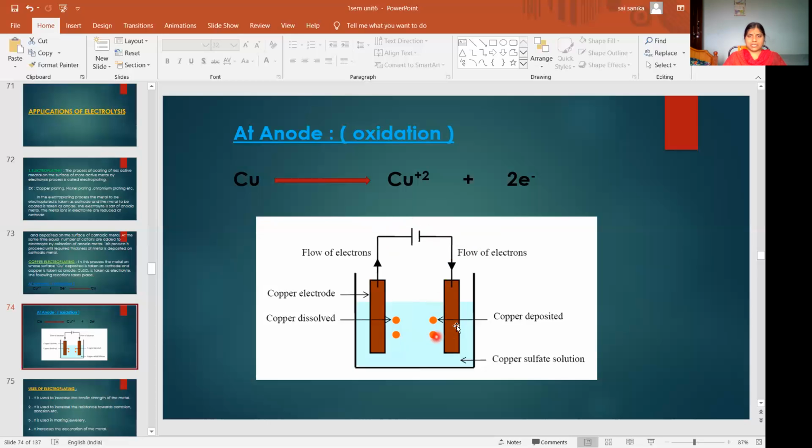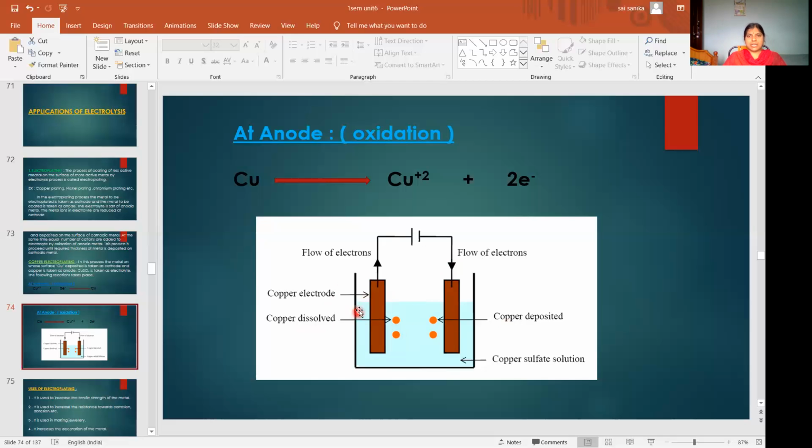So what happens here in an electrolytic cell? By passing electric current, chemical reactions take place. Whatever ions are present in the solution, they move to the respective electrodes and chemical reactions take place. So here we are discussing copper plating. So here we will discuss only this copper ion deposition.